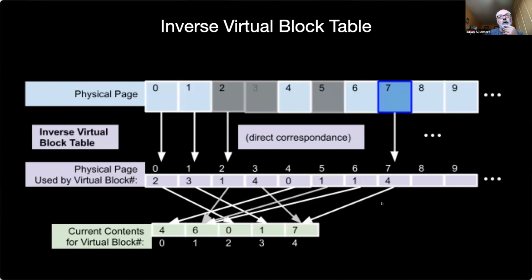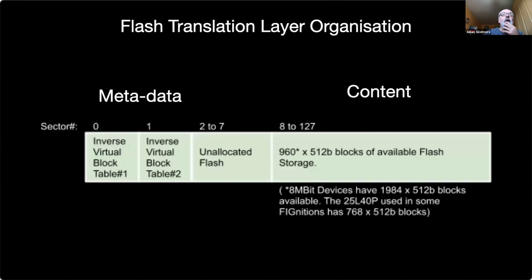So this means that the data about the virtual page table represents metadata in addition to the actual Flash storage that we need. So we represent it in a different location.